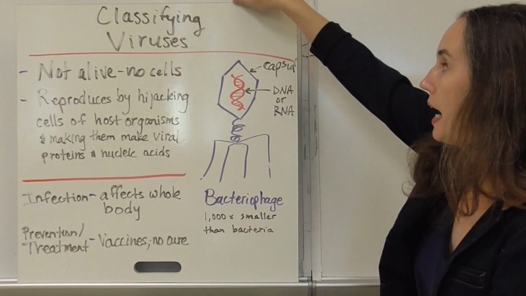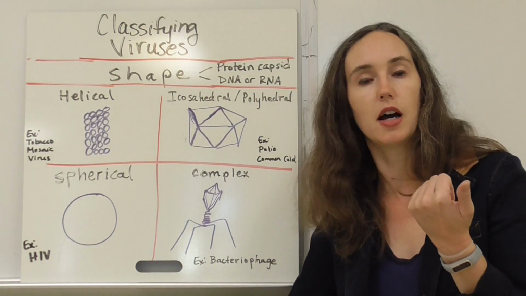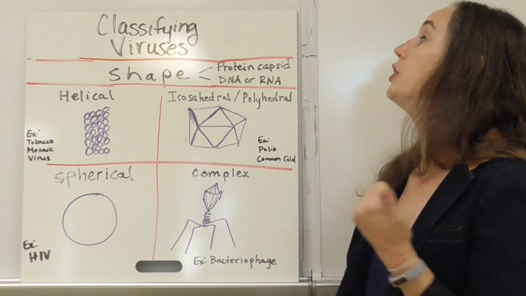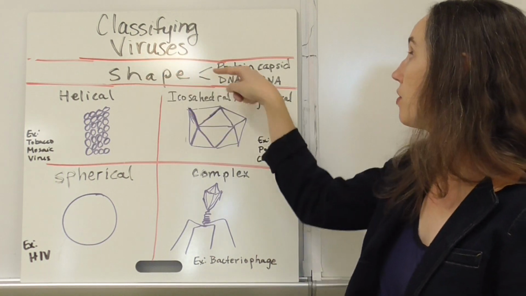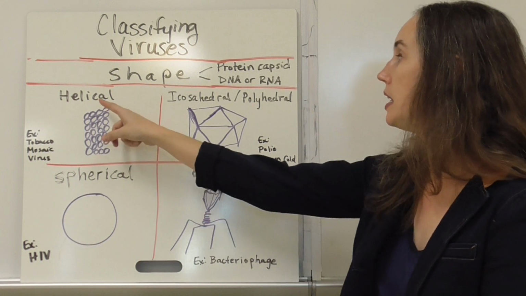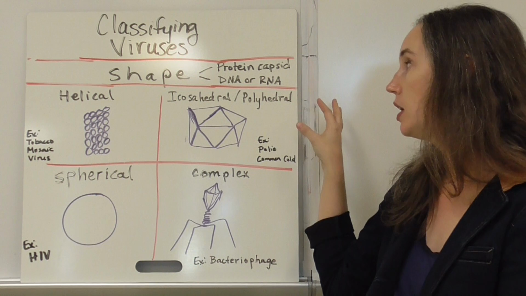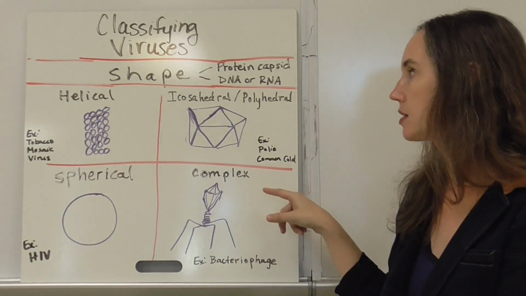So now let's look at other ways to classify viruses. Besides their DNA, you can look at the shape of their protein capsid. There are 4 types: helical, icosahedral or polyhedral, spherical, and complex.